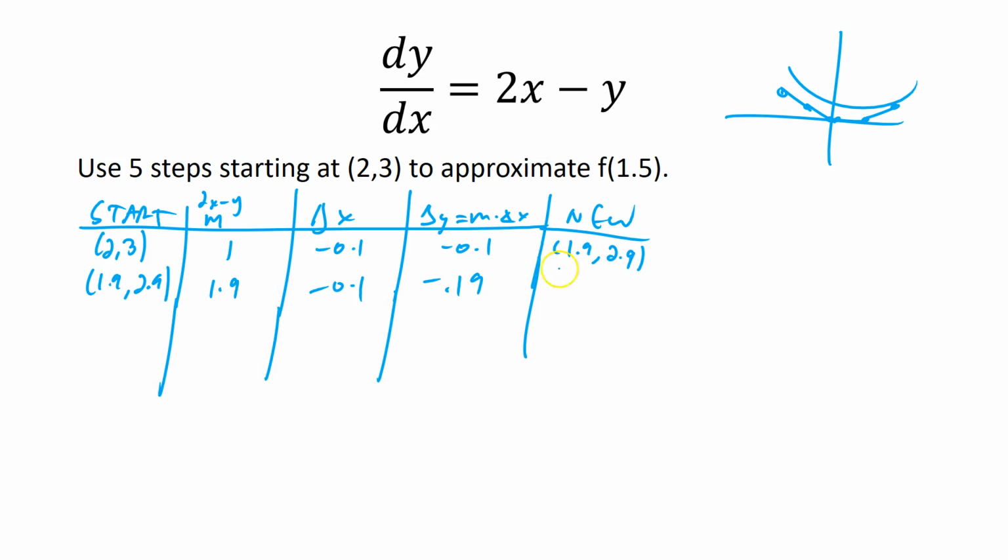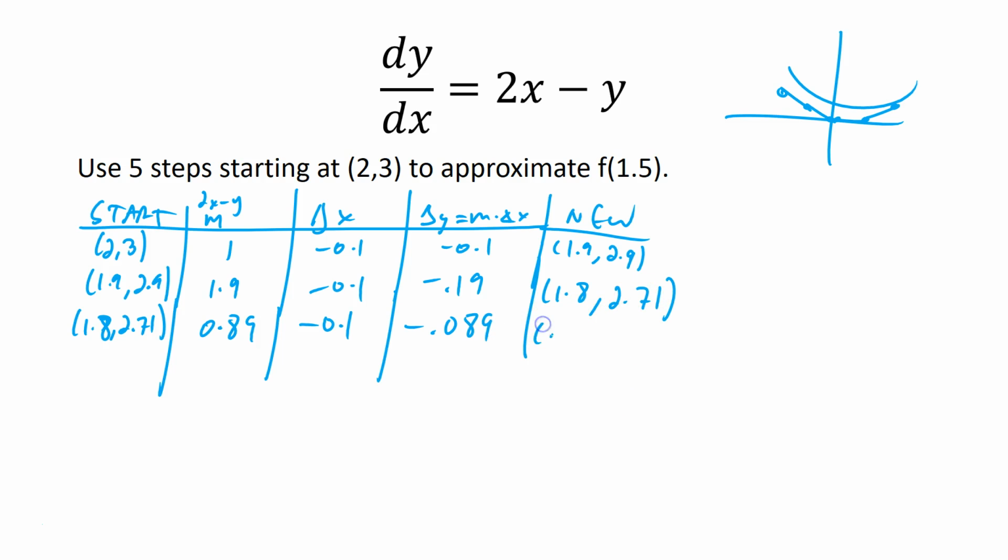All right, so our new place is going to be 1.8 because we drop 0.1 from the x again. And then 2.9 minus 0.09 gives me 2.81. Okay, all right, so that's our new starting point. We got 1.8, 2.81. So now we do 2x minus y. So 2 times 1.8 minus y is 2.81. I get 0.79. Change in x is still negative 0.1. Multiply them together should be negative 0.079.